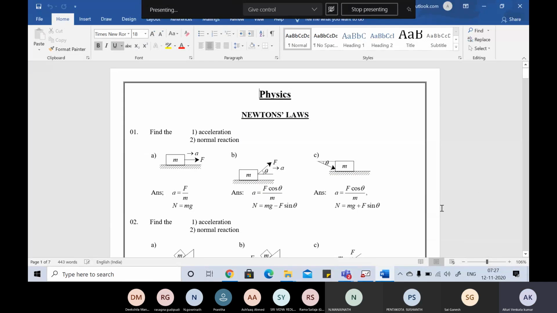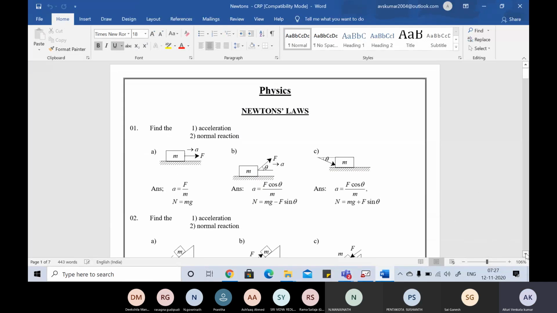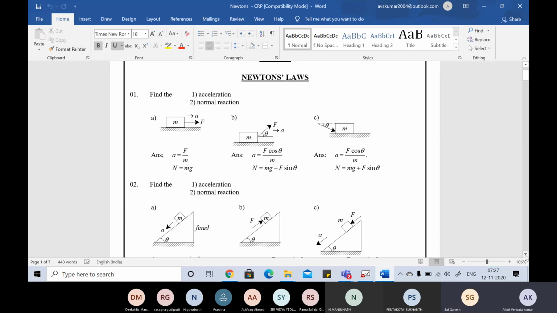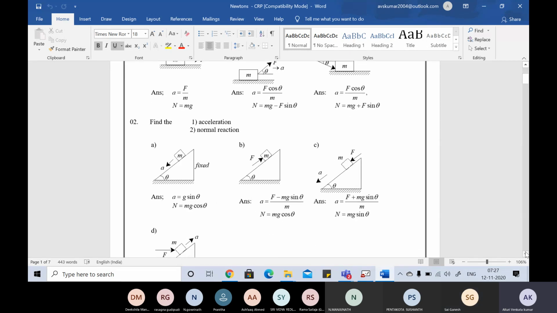Okay. Sai Ganesh, which question? Are you able to see the screen? Yes, sir. Second one, C part. Okay. Second one, find the acceleration and normal reaction.